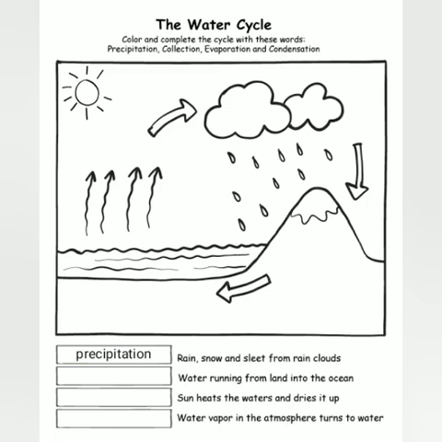So water running from land into the ocean. Collection. Water running from land into the ocean is collection. Sun heats the water and dries it up. Evaporation. Sun heats the water and dries it up is evaporation. Our last one. Water vapor in the atmosphere turns to water. Condensation. So water vapor in the atmosphere turns to water is condensation.